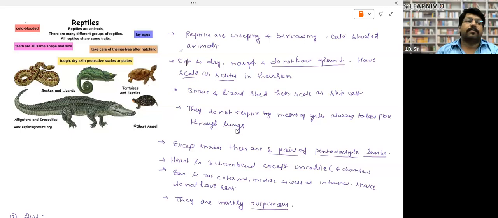Basically, you must have seen that if a snake is in front of you, every time its tongue is coming out and going inside. Have you seen that? They keep on moving the tongue outward and inward, right? So why do they do this? Look, when they keep the tongue out, they feel the temperature, they feel the humidity, they feel the environment of the air, right?